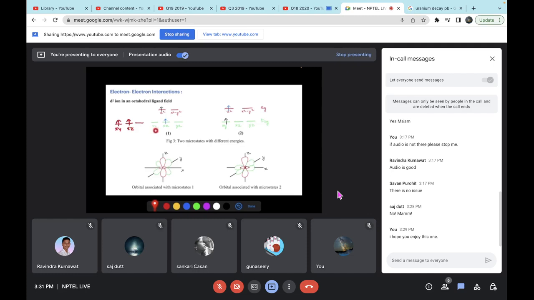For example, my dxy electron goes from t2g to dz2. And for the same transition, instead of my dxy electron, my dxz electron jumps from t2g to eg, the dz2. So in total I have depicted only two microstates with different energy for the excited state, for one of the excited states, we can say.